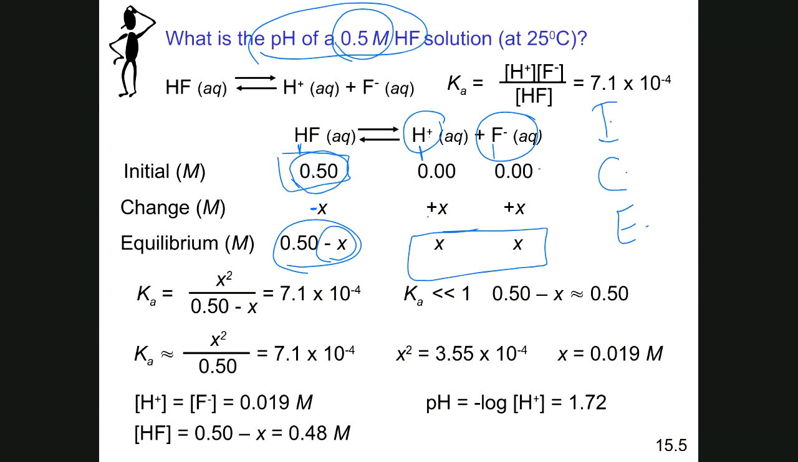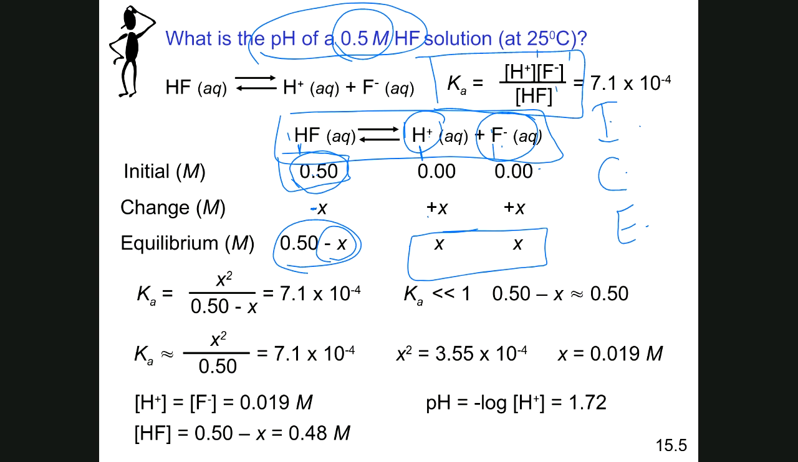So you set up the ICE table. I'm sorry, I think I already said that clearly in the previous chapter. You set up the balanced equation first for the dissociation of the acid. Then you set up the ICE table. Then you write the equilibrium expression. The equilibrium expression is the concentration of products over the concentration of reactant, raised to the power of their coefficients. Since they're all 1 in this case, we don't have to write them.